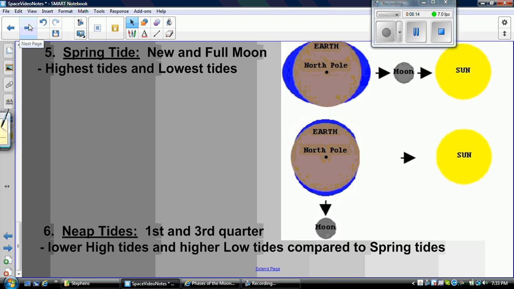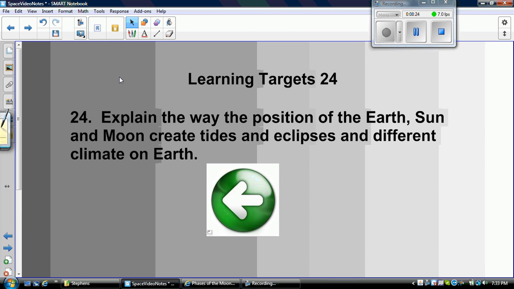It's probably a good idea to draw all these diagrams for the spring and neap tides and also for your solar and lunar eclipses. Hopefully you can explain how the Earth, Sun, and Moon create tides and eclipses. And because of the tides, they're going to create stormier weather on Earth.